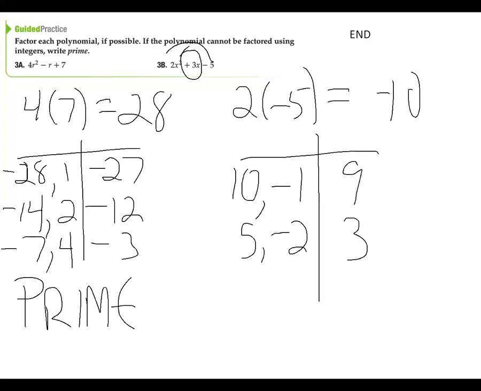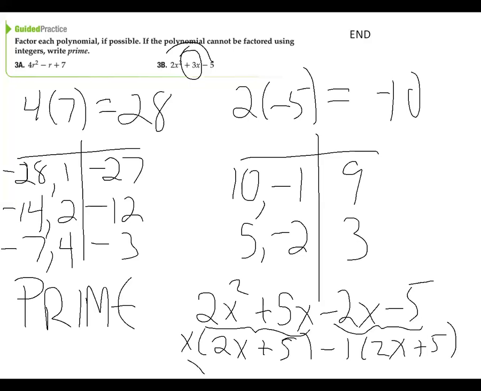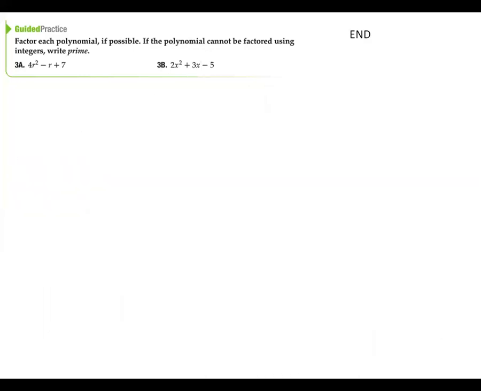So you have 2x squared plus 5x minus 2x minus 5. Factor out an x from the first group. So group these, and you get 2x plus 5. Factor out a negative 1 from those, and you get 2x plus 5. And then you have x minus 1 times 2x plus 5. Okay, and so that one is not prime because you can factor it.